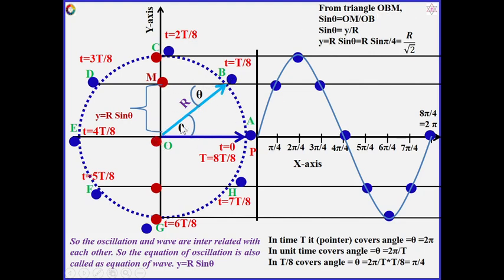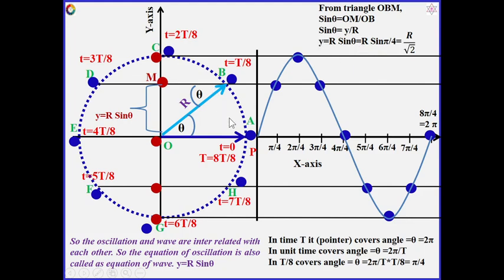OBM is the right angle triangle. This is your 90 degree, this is your diagonal, and this is your base. So sin theta will be equal to OM by OB. OM is nothing but y, the instantaneous displacement, divided by OB. The distance O to B is r. So y will be equal to r sin theta.